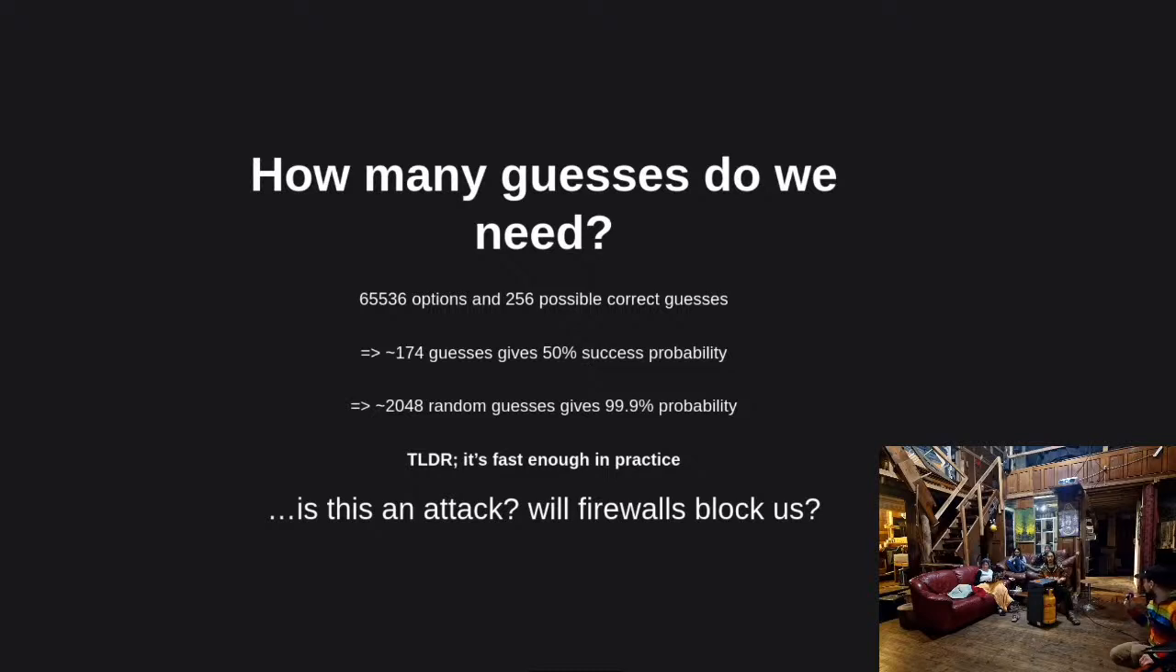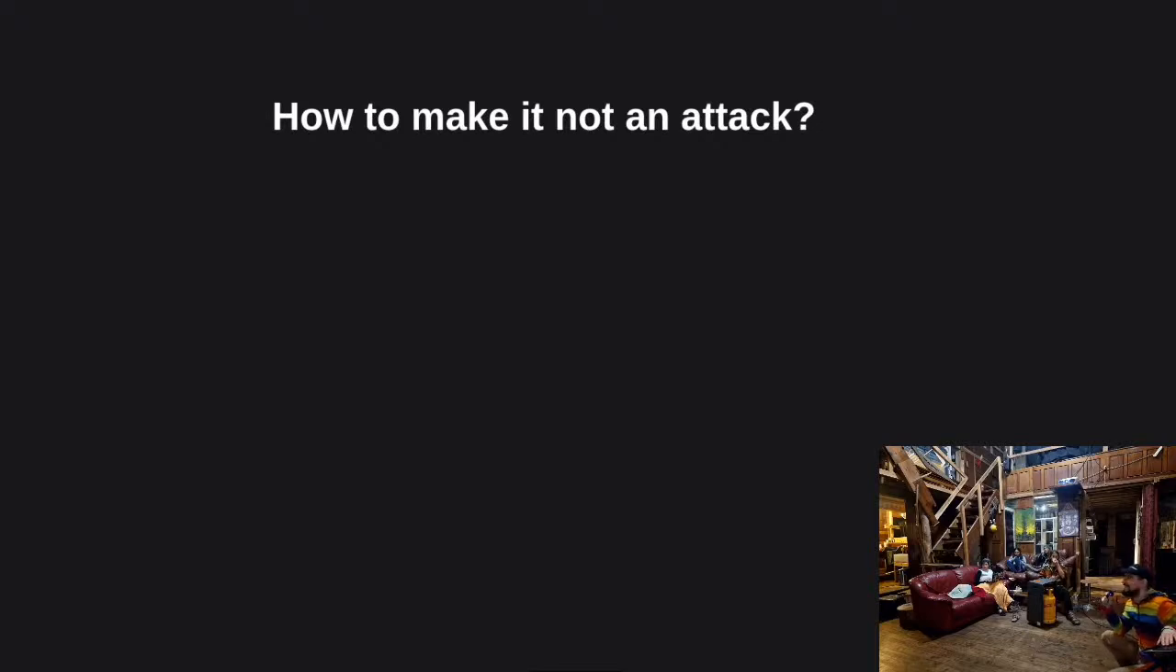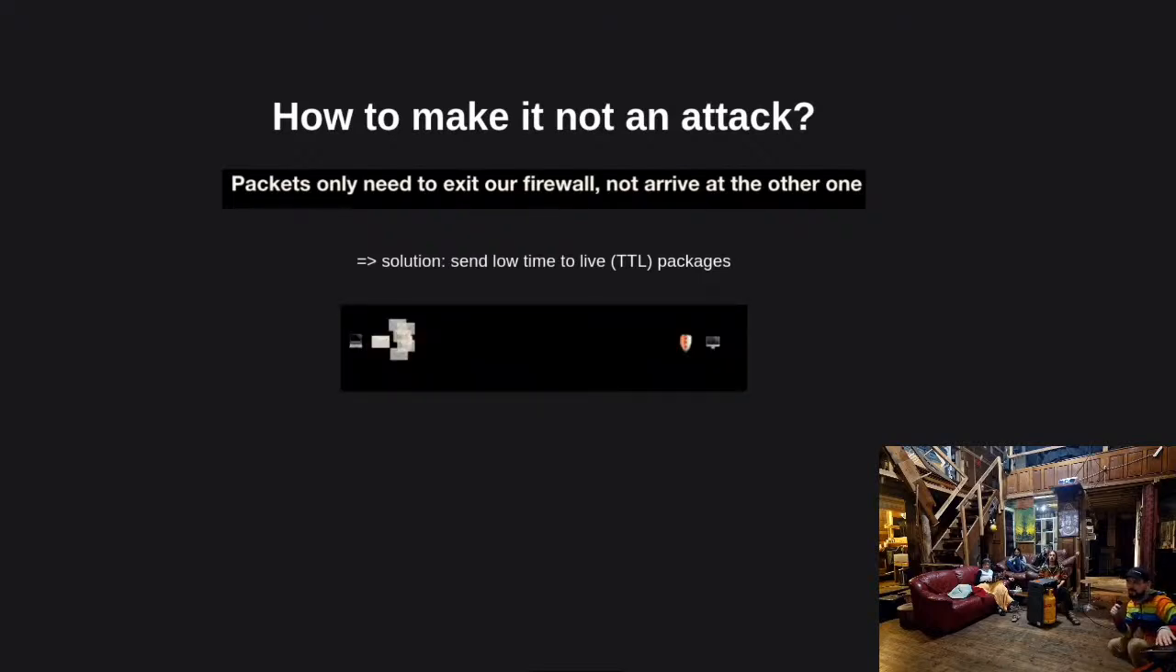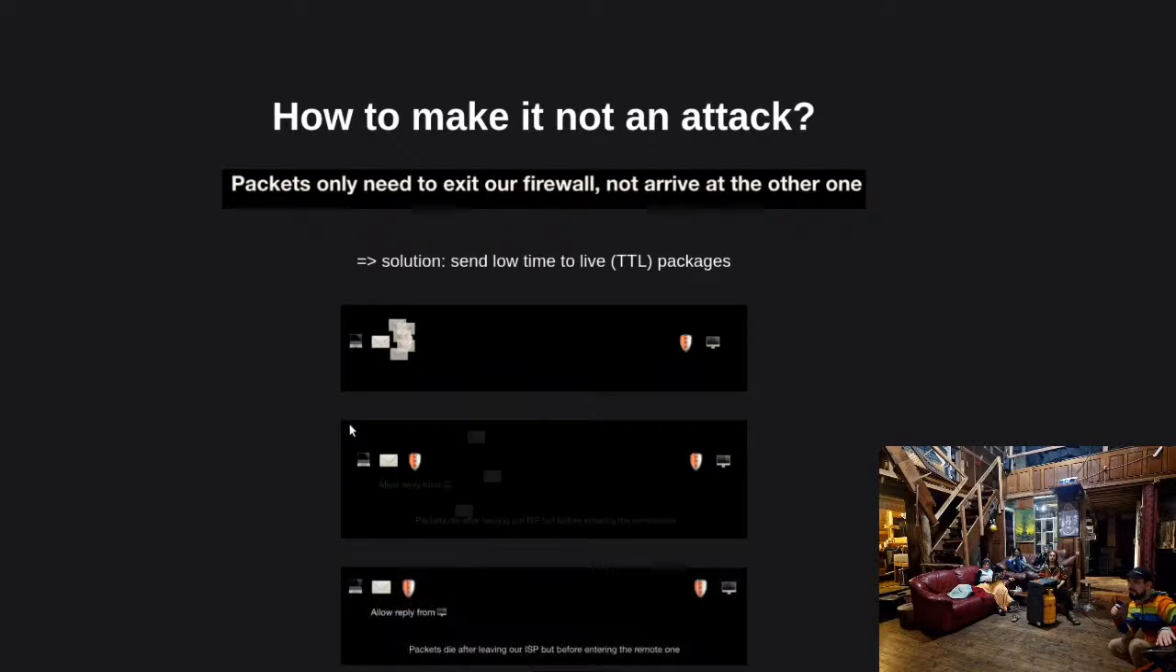But isn't that an attack? If we send so many packets to the other side, maybe the firewall will block us because too many messages are coming in. That's not good. How can you make it not an attack? Packets only need to exit our firewall to open the firewall to the response from the outside, but they don't have to arrive on the other side. So we can set a very low time to live, so those packets disappear immediately, which means if we're blasting a lot of packets, they allow the connection, but they don't have to arrive on the other side.